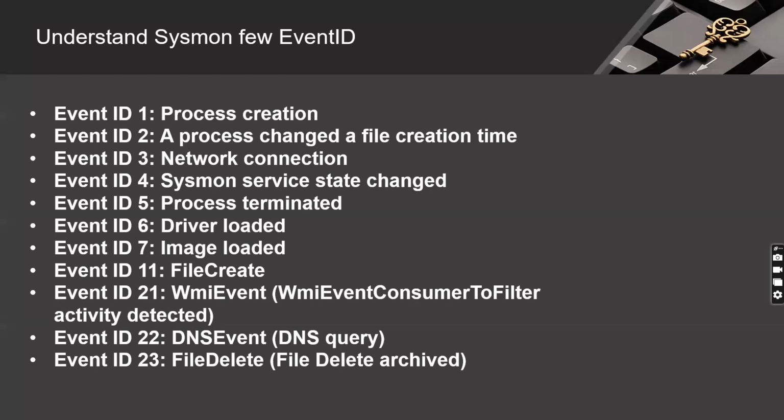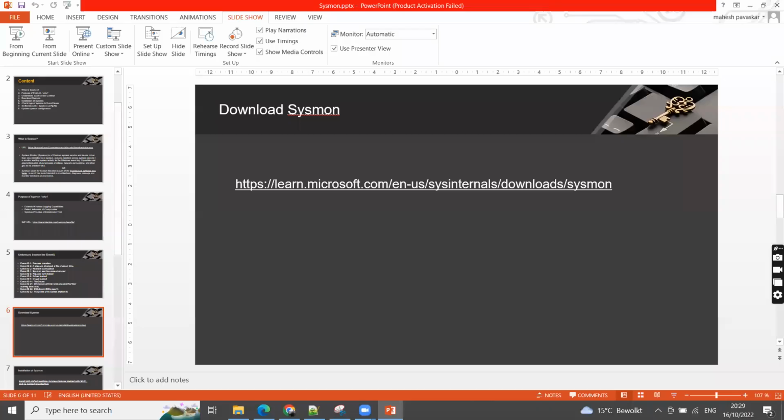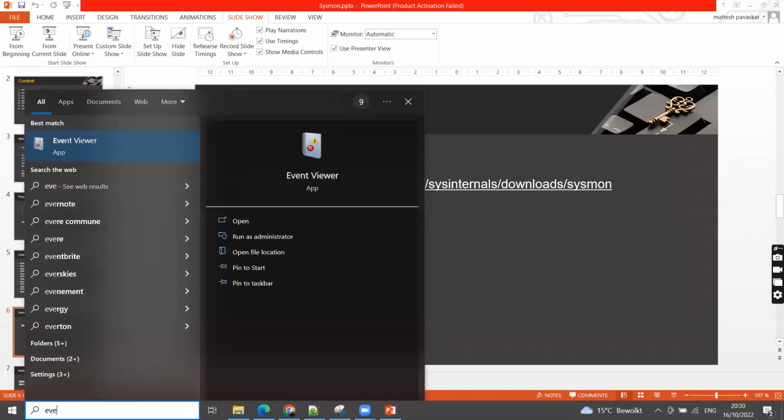They have no security value. Then we have process changes, file creation time, then network connection logs. So you can see these event IDs: process terminated, we can see the file, and driver. Right now, before download, I will show you where to check whether Sysmon is installed on the system or not.